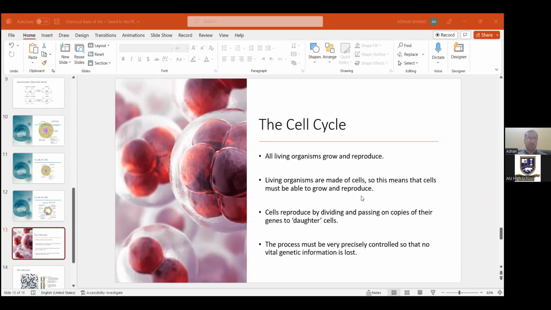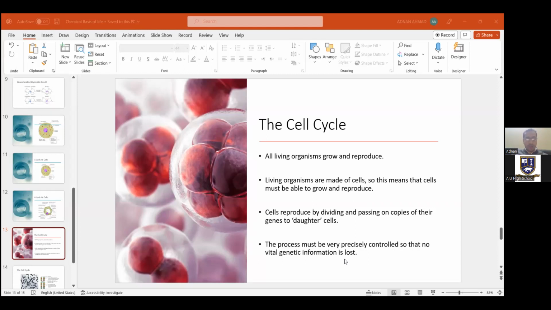So cells reproduce by dividing and passing on copies of their genes to daughter cells. We will see what genes are in a minute. The process must be very precisely controlled so that no vital genetic information is lost. As I mentioned before, while showing you the structure of a nucleus, I mentioned a molecule that is very essential for passing the characteristics from parents to offspring.